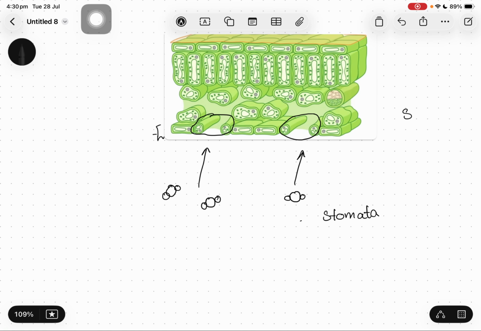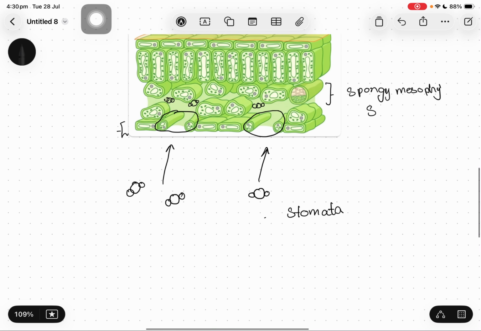and there we can see this is the lower epidermis where the stomata is located. Then on the upper, the carbon dioxide diffuses into these little air gaps in the spongy mesophyll. So this part is called the spongy mesophyll. It has air gaps to allow the carbon dioxide to diffuse into the next layer, which is the palisade mesophyll.